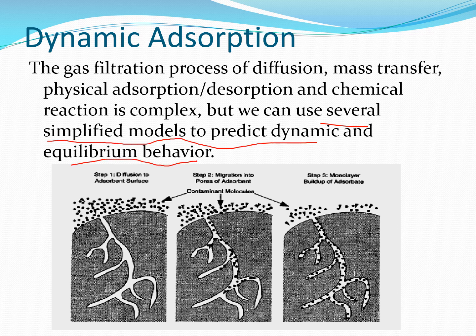So here you can see diffusion to the adsorbent surface. These are basically the gas molecules, and this is the adsorbent. So you see the molecules are moving inside the pores, and this is the monolayer buildup of adsorbate inside. So this shows how the dynamic movement and adsorption is taking place.